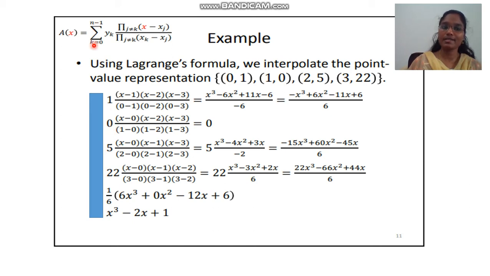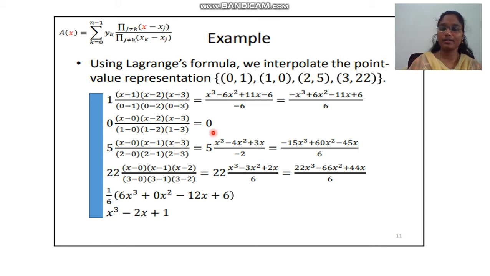Now k is equal to 1, the next iteration. When k is equal to 1, what is y1? y1 is 0. Now we have to take all the other x values except this x1 value. So x minus 0 into x minus 2 into x minus 3, divided by, the x1 value here is 1, so 1 minus 0, 1 minus 2 and 1 minus 3, according to the formula.